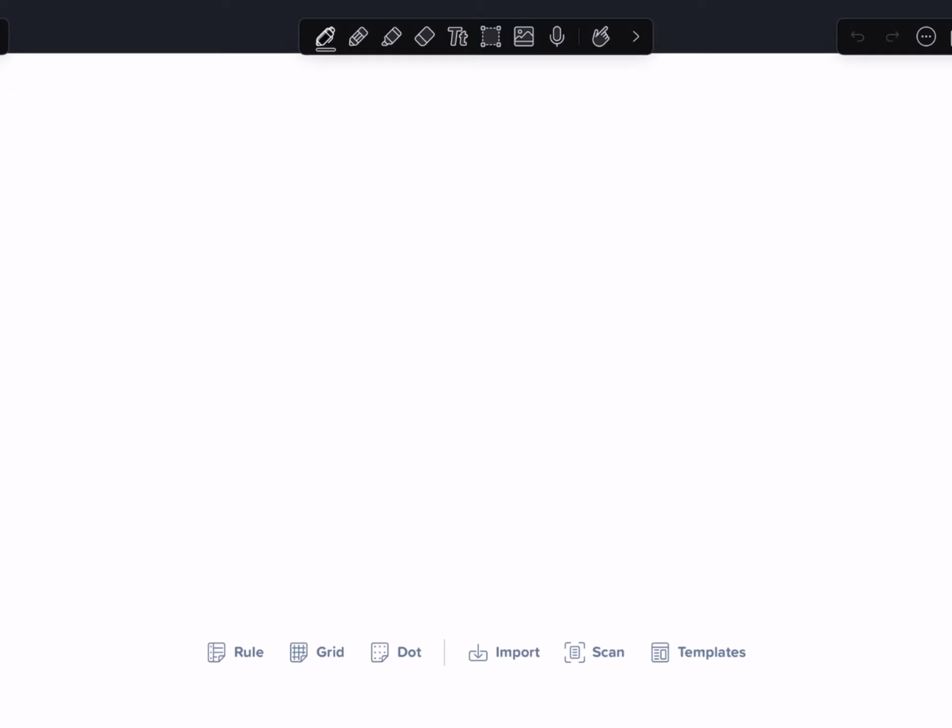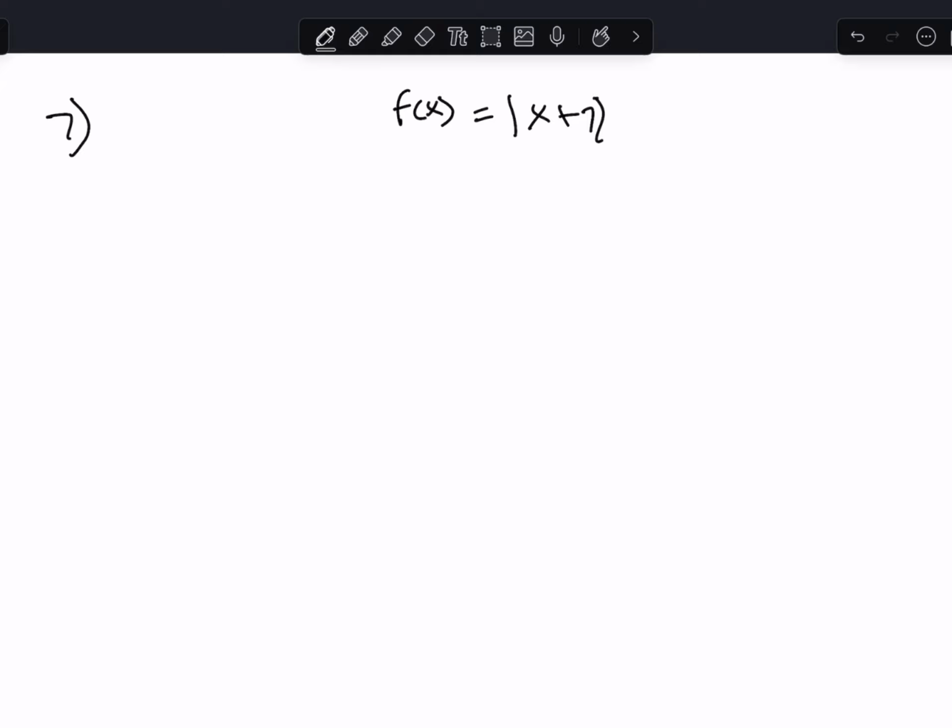Function f of x equals absolute value of x plus 7, is it differentiable everywhere or not? And this is question 7 of test 2. So first thing we have to do is graph our equation.